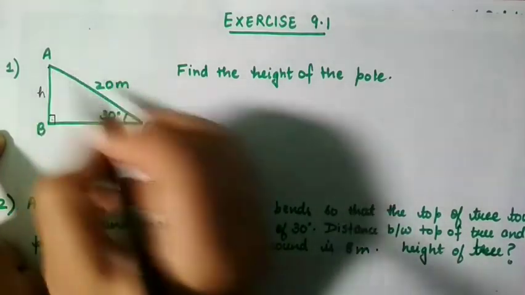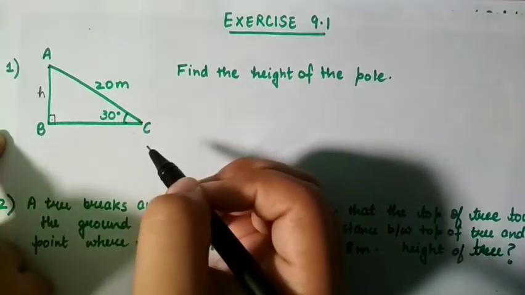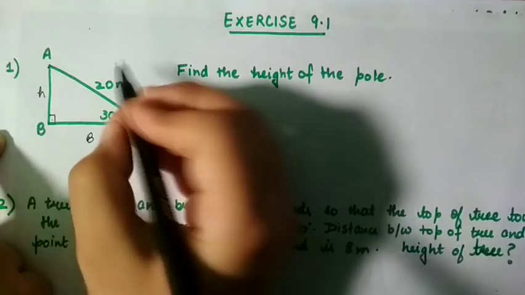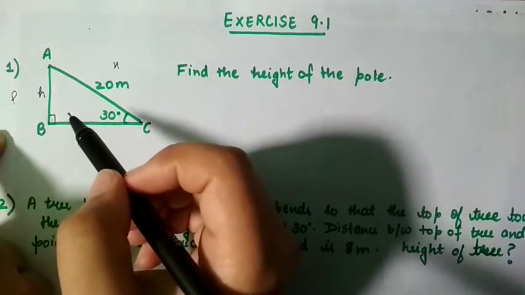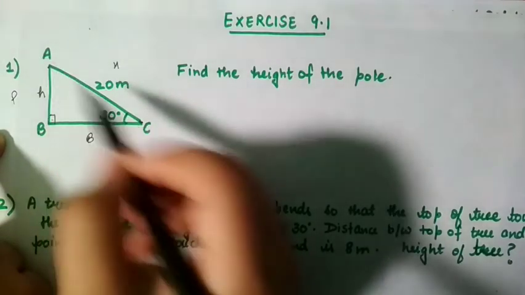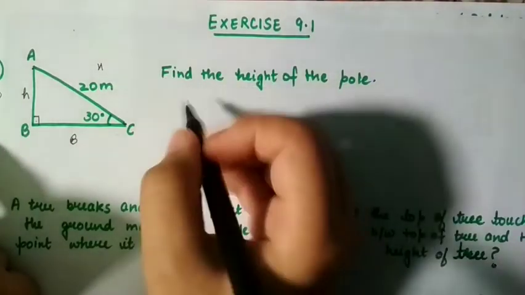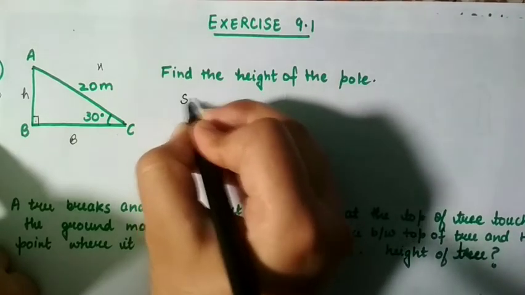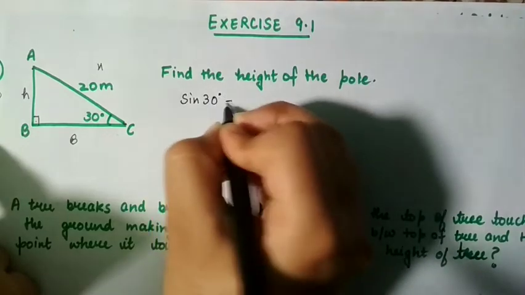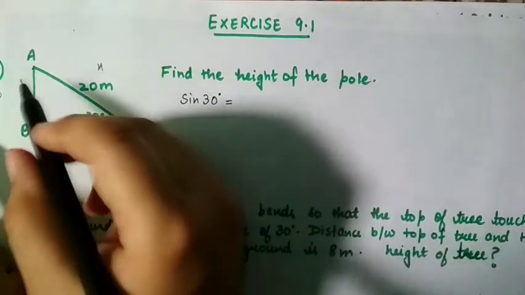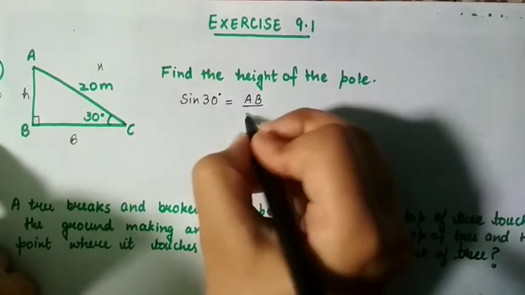It means this side is hypotenuse, and as this is theta, BC will be the base. So this is base, this is hypotenuse, and this is perpendicular. Is there any trigonometric ratio which gives us the relation between perpendicular and AC, that is hypotenuse? Yes, sine. So use the trigonometric ratio sine. Now theta is 30 degrees, so sine 30 degrees is equal to perpendicular upon hypotenuse. What is perpendicular? It is AB upon hypotenuse, AC.